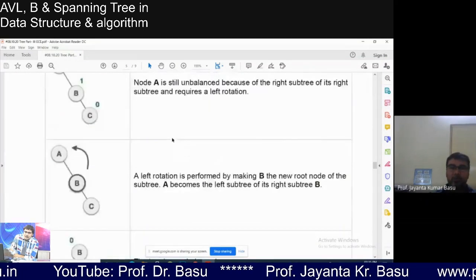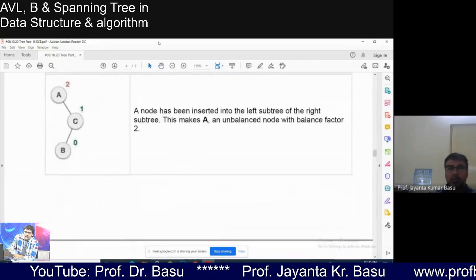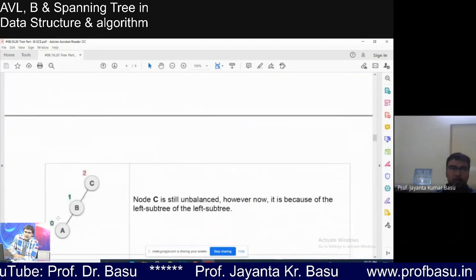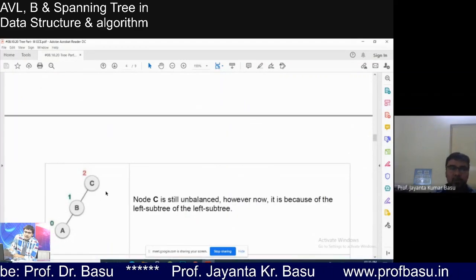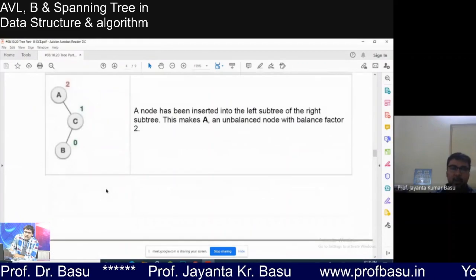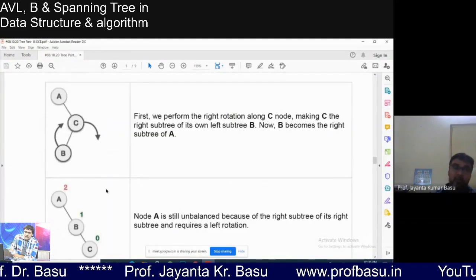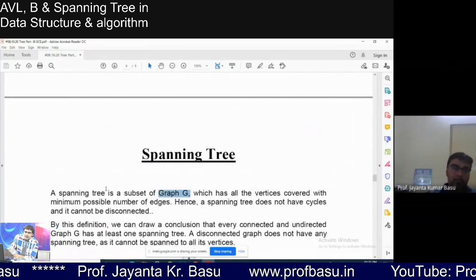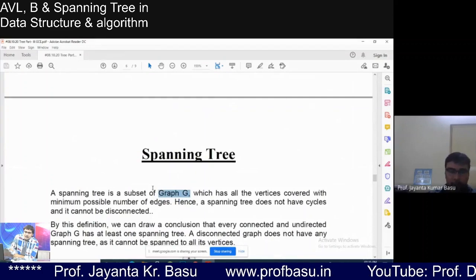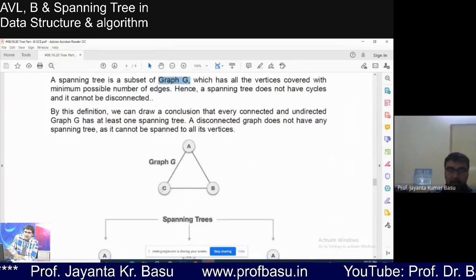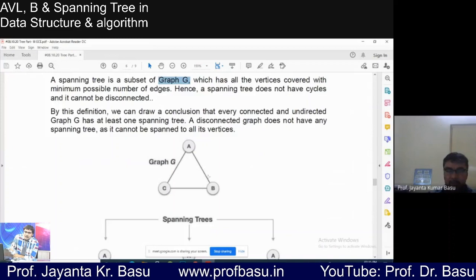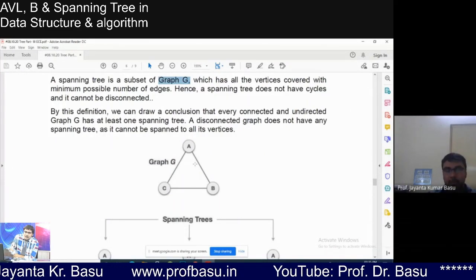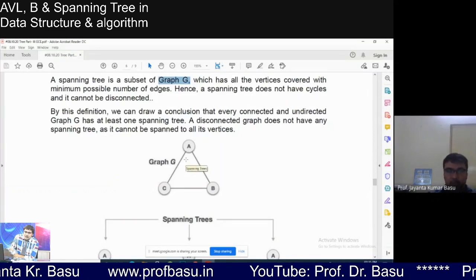Whatever we discussed about a tree, it is open, it's not closed. So no cycle is there. But a spanning tree is a special type of tree where the nodes will form a closed graph, right? Let's say A is connected to C, C is connected to B, B is connected to A. There will be no open side, right? So it will be a closed one. Got it?